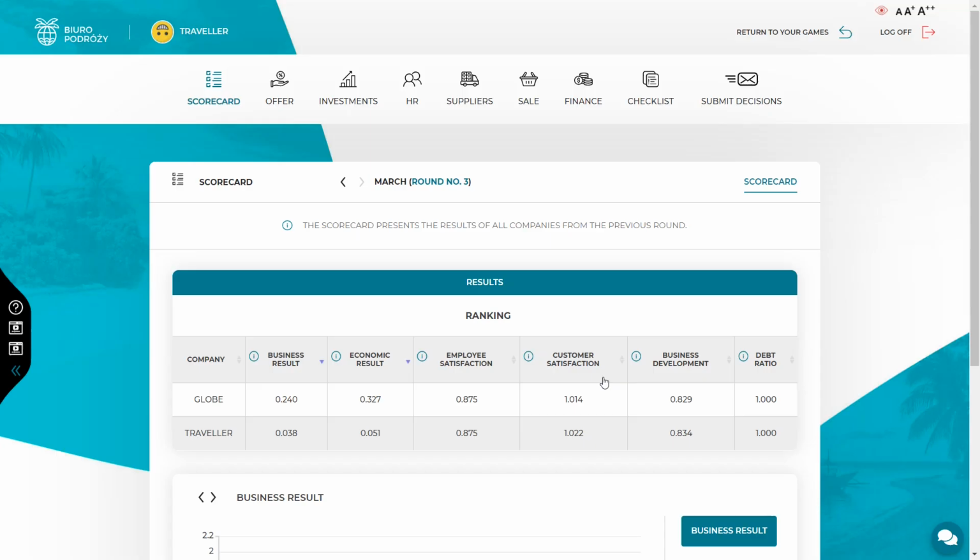Customer satisfaction informs you about the extent to which your customers are happy with your offer. That is price, discounts, quality of services, or available amenities. This indicator, just like employee satisfaction, can range from 0 to infinity. And again, the higher the better.